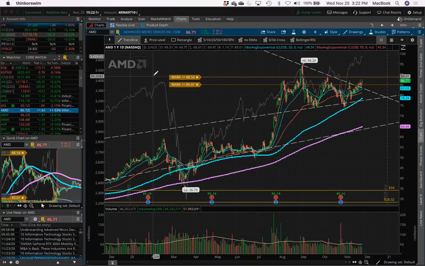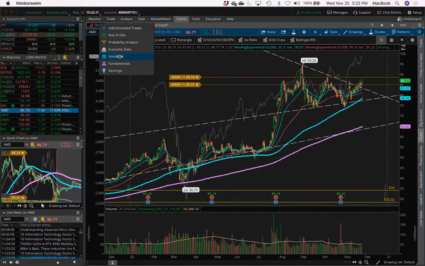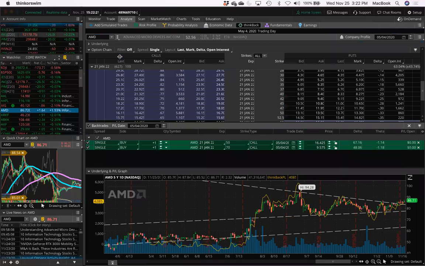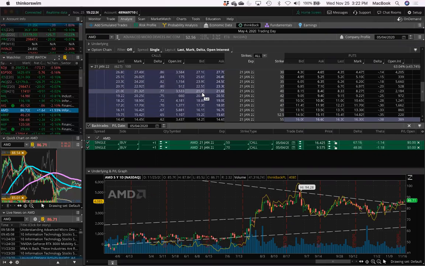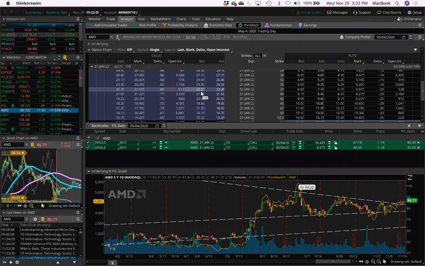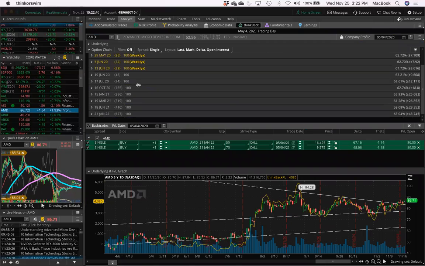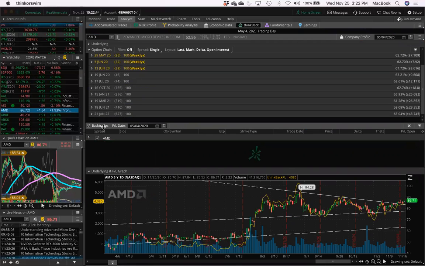So AMD, if I go back to the Thinkback in the Analyze tab, what the Thinkback tool does is give you what the price of the option was based on the ending price of that day. So this is not the beginning day price, it's not the middle day price. This is the price of the option at the end of that particular day. And it shows you essentially what was available here, right?